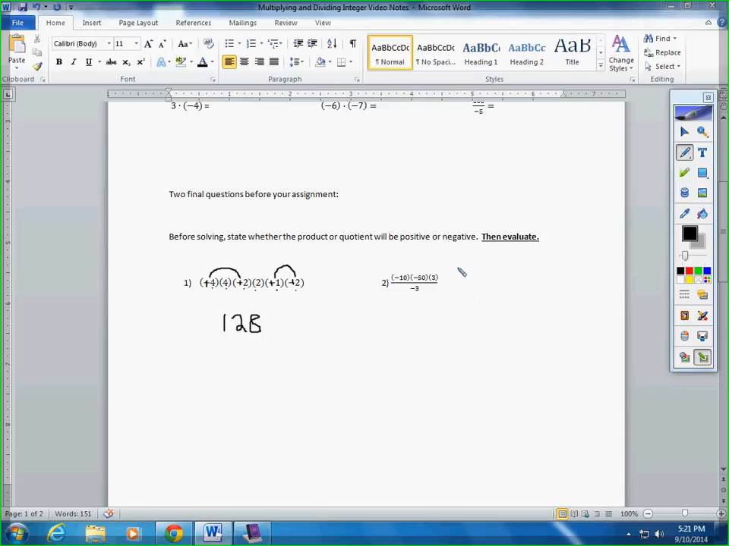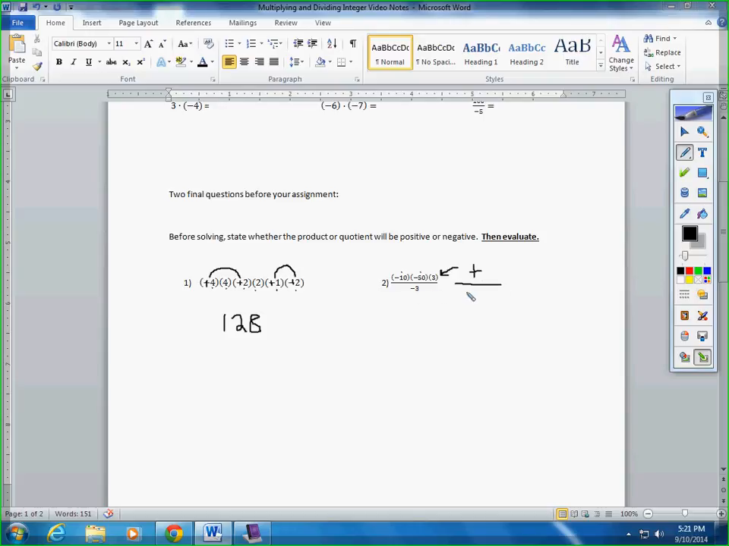All right, folks, let's do the top first. Let's try and figure out, is the top going to be positive or negative? Well, we have a negative number times a negative number. We know from our rules that that is going to end up being a positive product. We're then going to multiply that positive number by another positive number, this 3 right here. So we know we're going to get a positive numerator, okay?